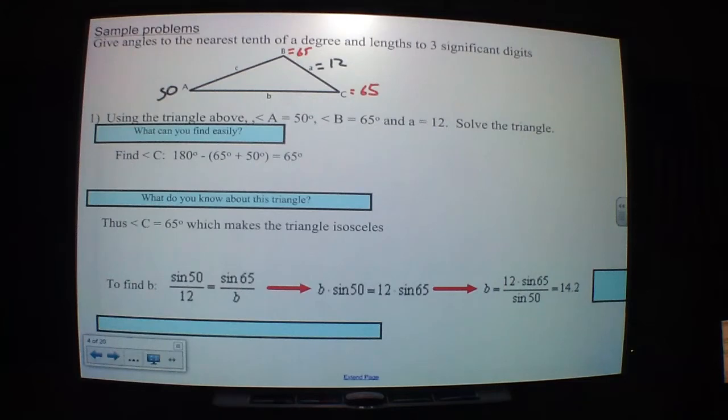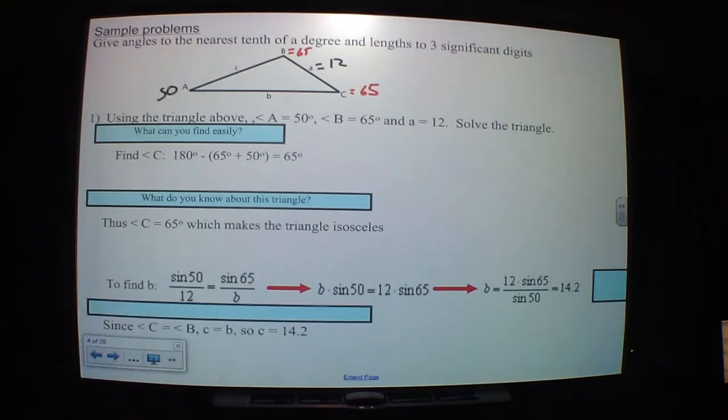So side B is 14.2. And remember, if angle B and angle C are equal, side B and side C are also equal. So C is also 14.2. If they weren't equal, you just use law of sines again, which would be sine of the angle C over side C.